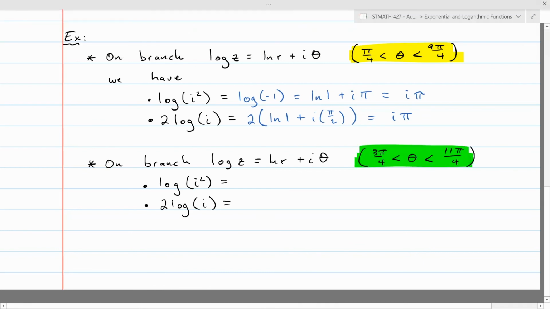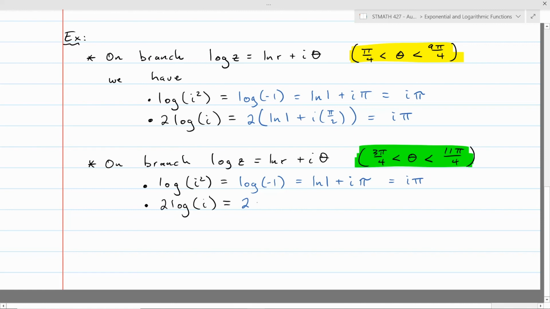So now we're only going to consider angles between 3 pi over 4 and then add 2 pi to that, and you get 11 pi over 4. In that case, log of i squared, which is log of negative 1. Okay. The right angle here would be pi. Right. So you get i pi. But when you do 2 times the log of i, you get 2.